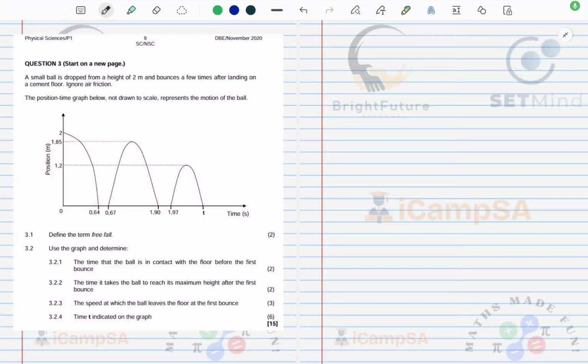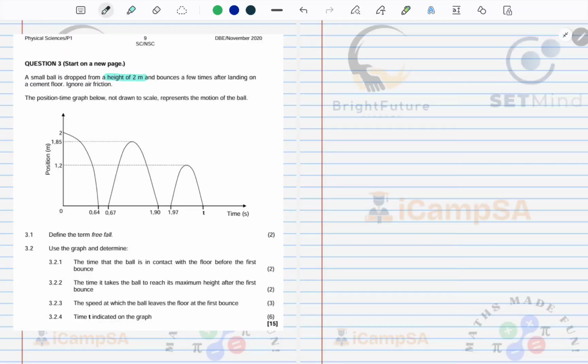Okay, let's revisit projectile motion. So here in this question, we've got a small ball that is dropped from a height of 2 meters and it bounces a few times after it lands on a cement floor. Ignore air friction. The position-time graph below, not drawn to scale, represents the motion of the ball. This is what we have here.